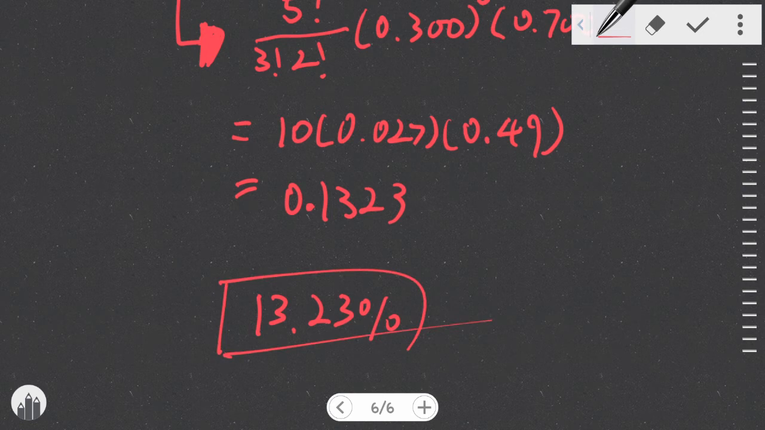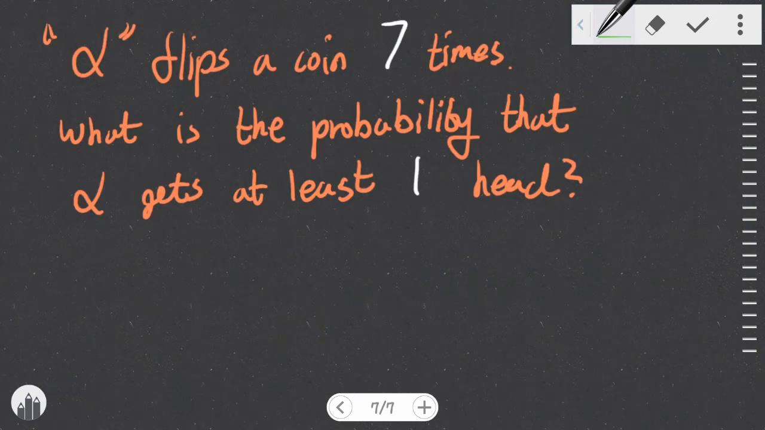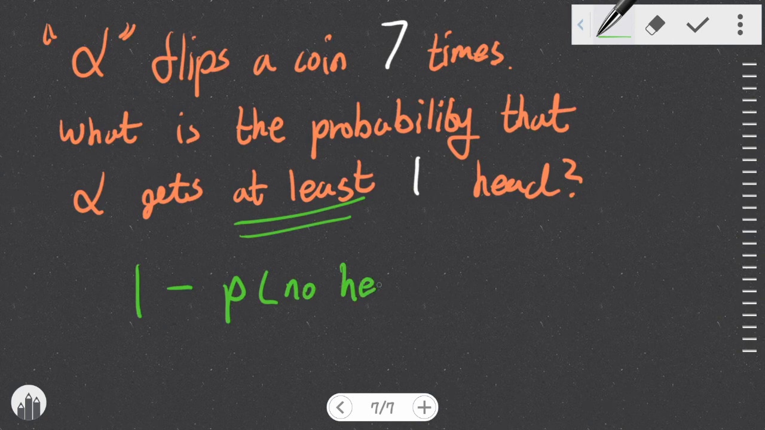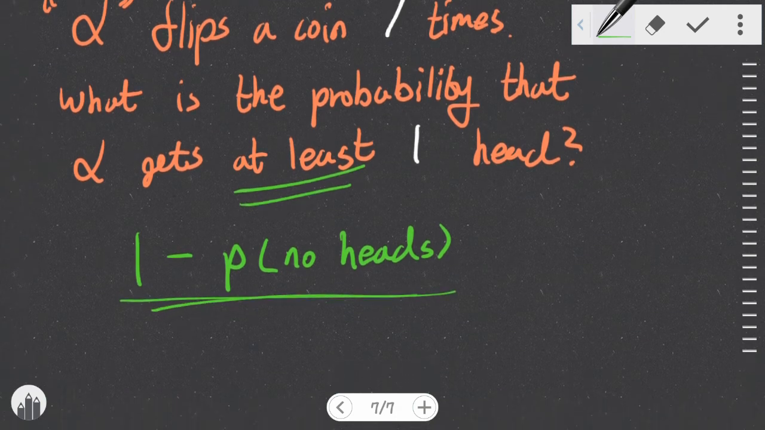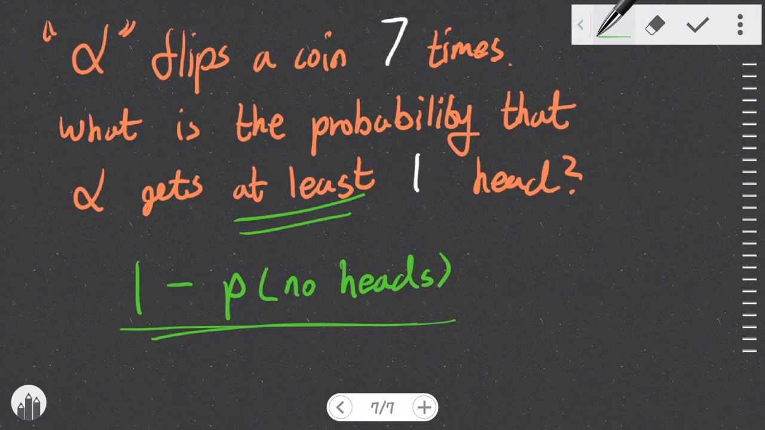I hope you guys get a clear understanding from this example, but the more the better. Let's move on to the next one. Here, Alpha flips a coin 7 times. What is the probability that Alpha gets at least one head? When we see something like at least 1, it means you can get 1, 2, 3, 4, 5, 6, 7. It just doesn't have to be 0. Which means it makes our life easier if we calculate it this way: 1 minus the probability of no heads. In other words, we can say only tails, but let's make it this way. So, let's assume that we're going to have no heads at all.